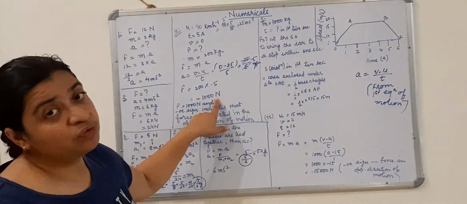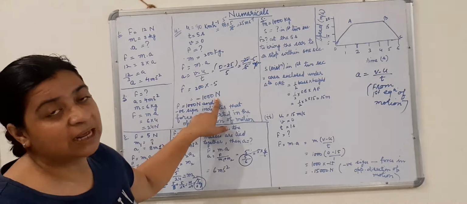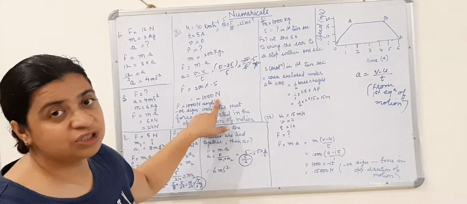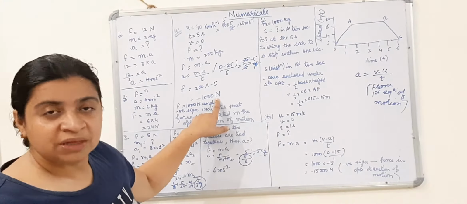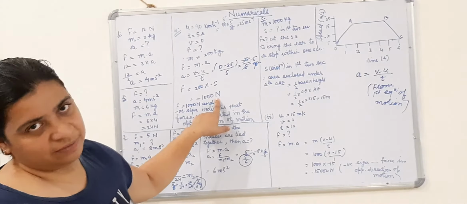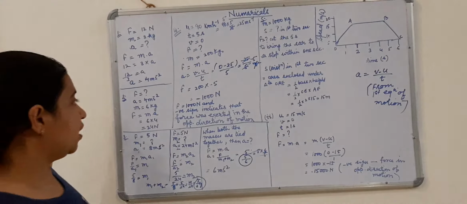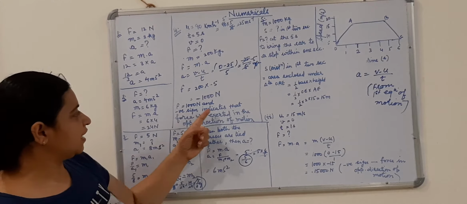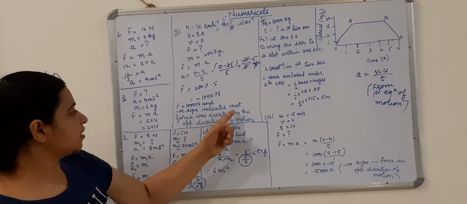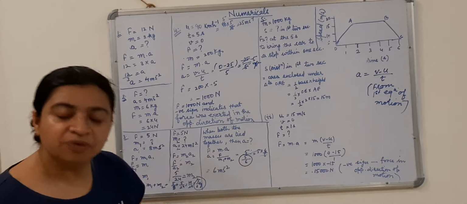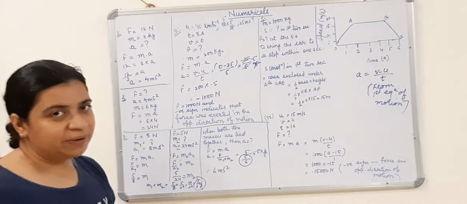But in which direction do we need to apply the force? We need to apply the force in the opposite direction of motion. The brakes solve our purpose here, that negative in the opposite direction. The negative sign indicates that the force was exerted in the opposite direction of motion. So I hope it is clear.